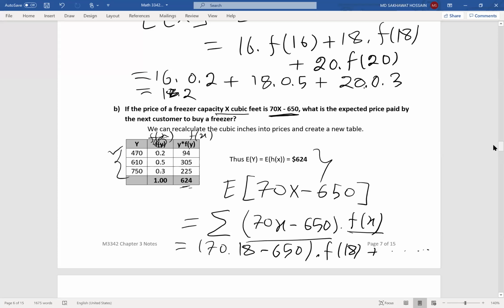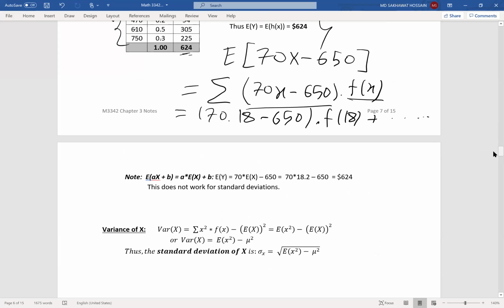Okay. There is another way to calculate this expected value. If you already have the expected value of x, you can just use that number to calculate the probability. The properties of the expected value: if you have a linear function of, or any function of x, then expected value is distributive over addition or subtraction. That means you can distribute expected value over addition or subtraction.